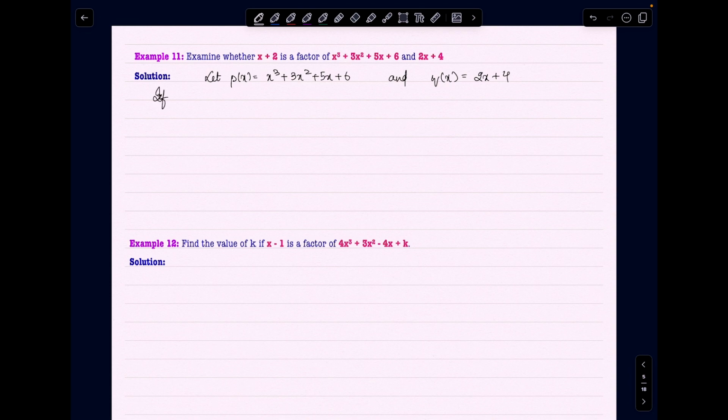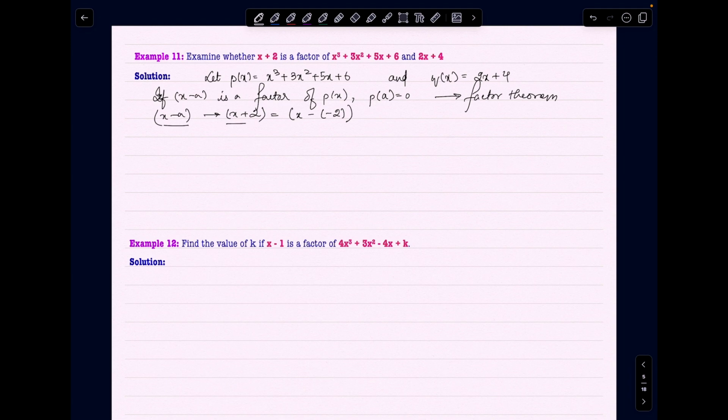by factor theorem, if x minus a is a factor of px, then p of a equals 0. Understood? By factor theorem, I know this. So instead of x minus a, what is written here? It is written x plus 2. So x plus 2 can be written as what? x minus of minus 2. Understood? Instead of x minus a, it is written x plus 2, which can be written as x minus of minus 2.